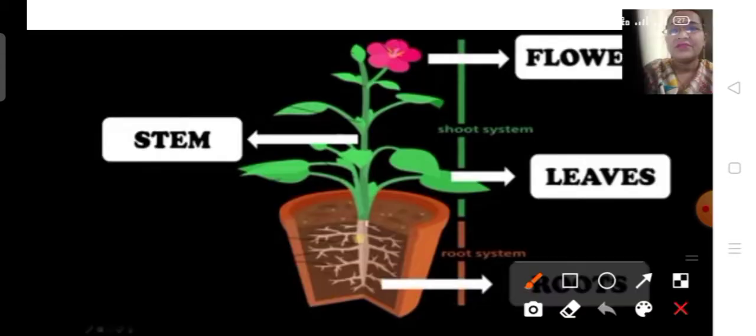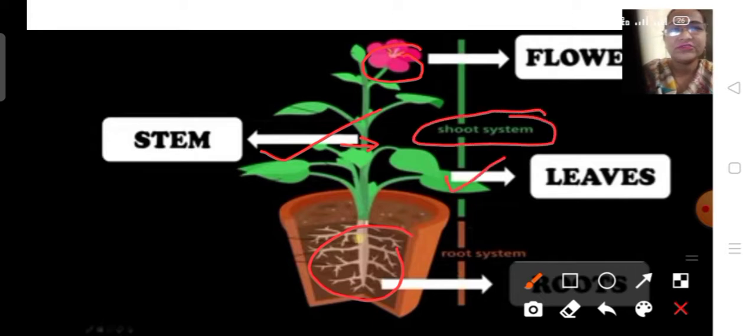Now children, we will study about the different parts of the plant. All of us know that these are the roots of the plant. This is the stem of the plant. Then these are the flowers and these are the leaves. Your shoot system consists of stem, flowers and leaves, and the root system consists of roots. Here we will see this root system and shoot system in detail.